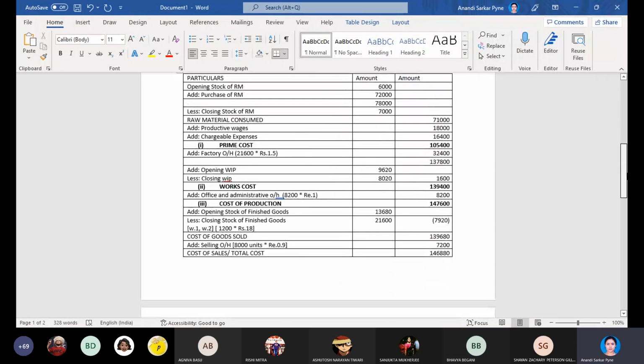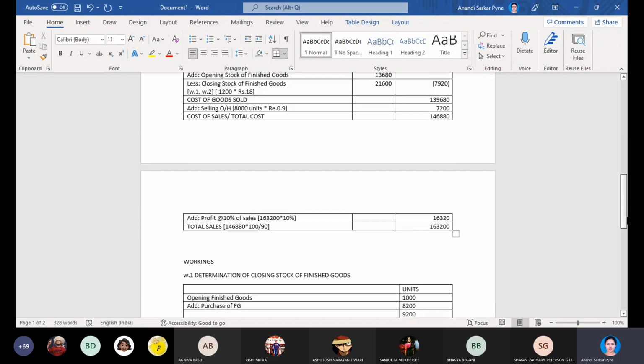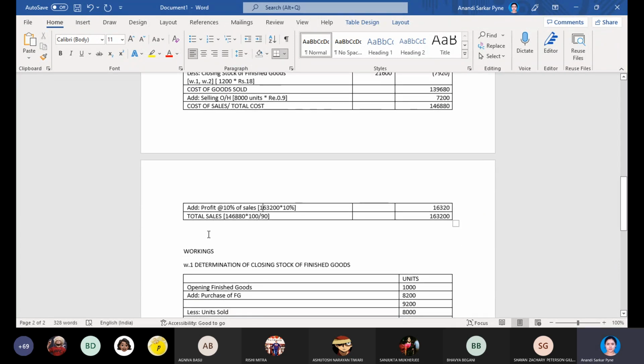So this is our profit. Now the question is, what is profit per unit? So now tell me what will be the profit per unit. Therefore, profit per unit is equal to how much?